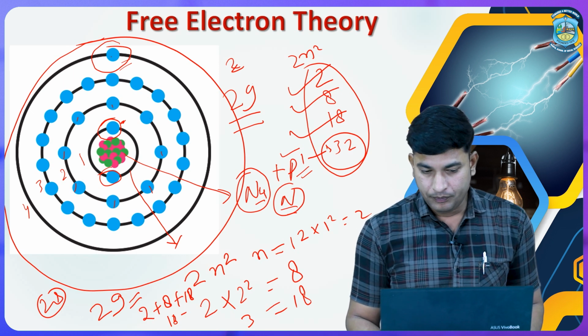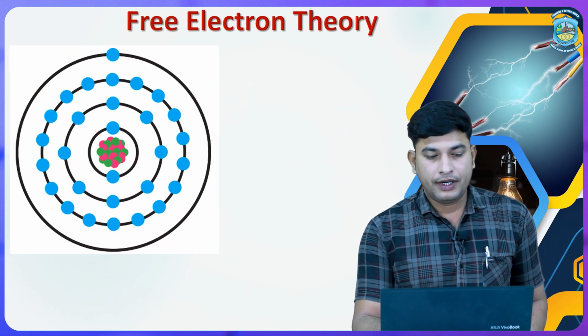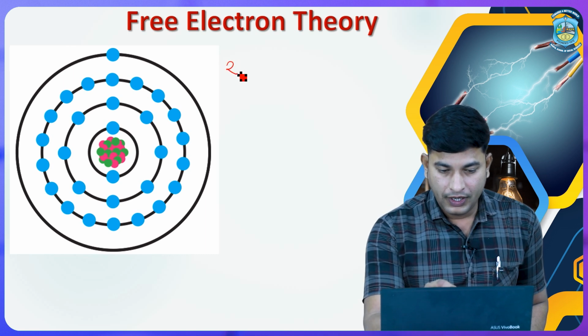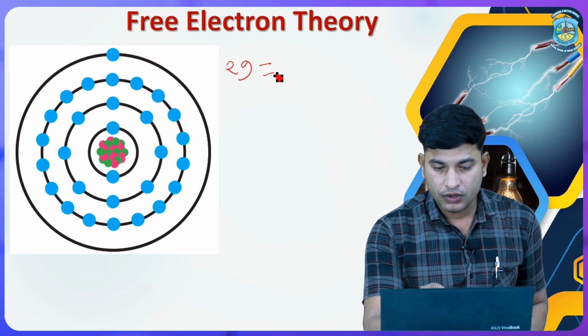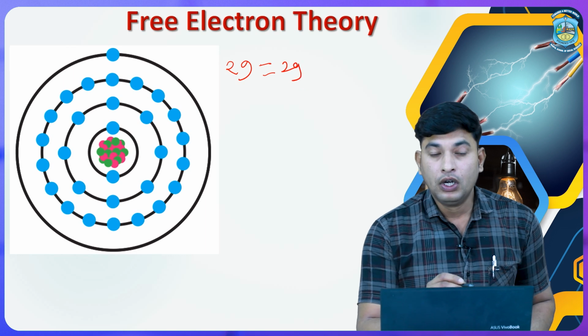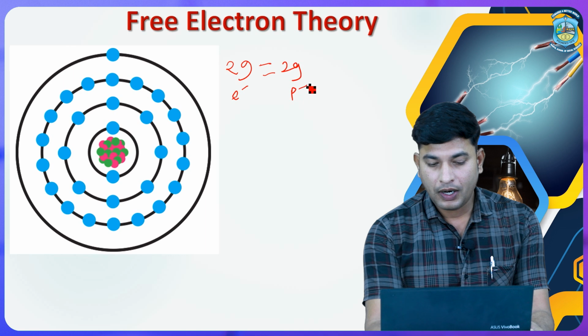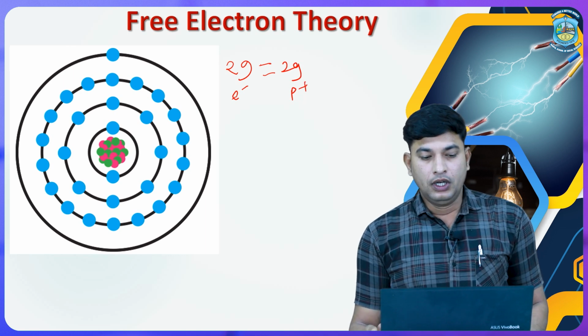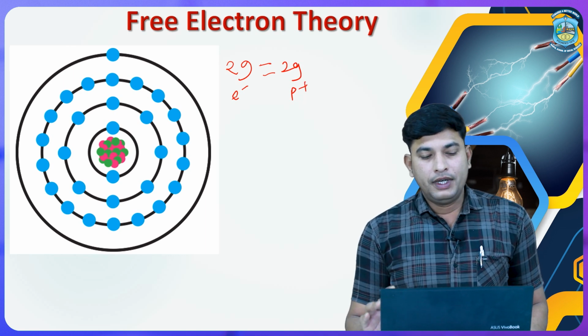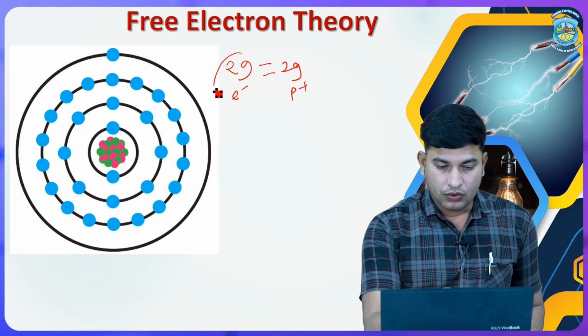Electrically, if we take the example of copper, the 29 electrons always equal 29 protons. Electrons have negative charge, E minus, while protons have positive charge, P positive. Naturally, these materials always follow this structure.